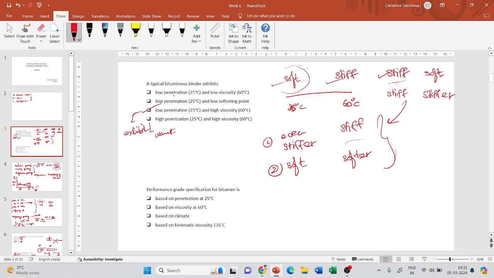Performance grade for bitumen is based on penetration at 25 degrees Celsius? No, this is penetration grade. Based on viscosity at 60 degrees Celsius? No, this is viscosity grade. Based on climate? Obviously yes, we just saw it now. Is it based on kinematic viscosity at 135 degrees Celsius? No. Okay, so the answer to this is based on climate.